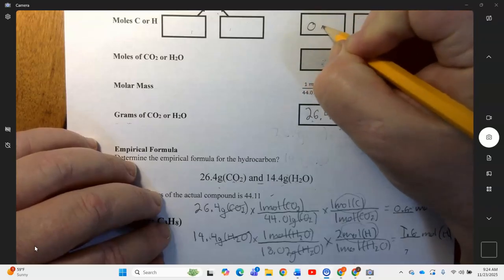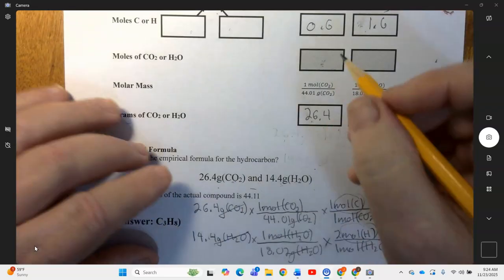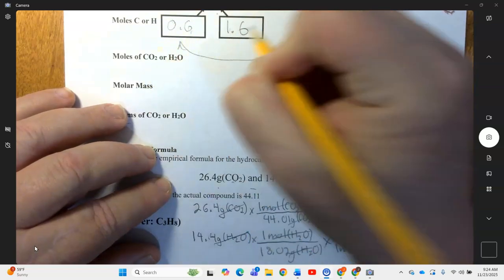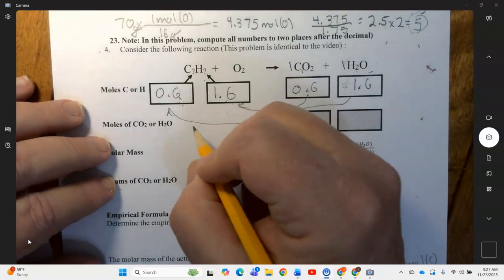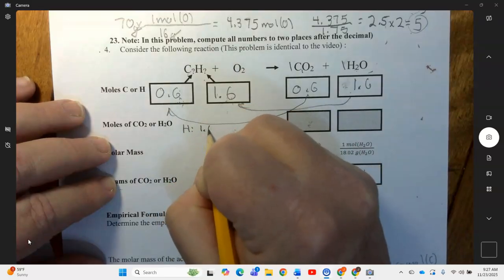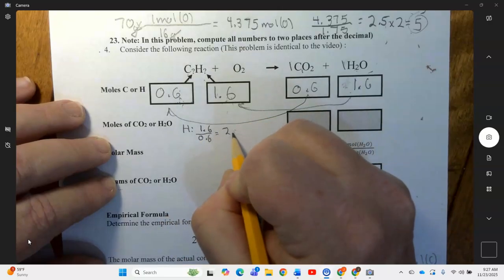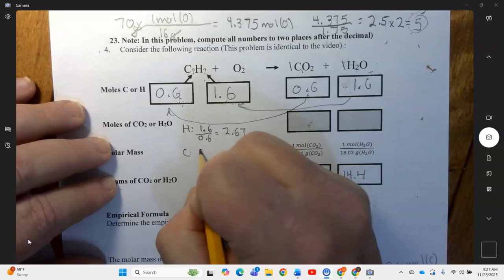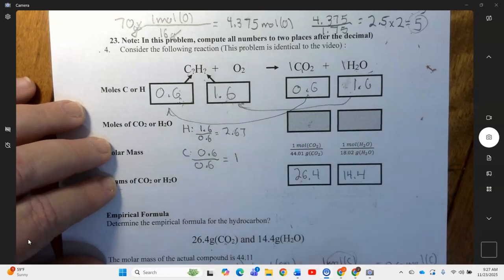Okay, by the way, let's go ahead and fill this out. So this would be 0.6 here, and this would be 1.6 here. So this number comes over here. This number comes over here. Okay, so what we're going to do is we got to make a ratio. So for hydrogen, it's going to be 1.6 over 0.6. And if you do the math, that's going to be 2.67. For the carbon, it's going to be 0.6 over 0.6, and that's going to equal 1.